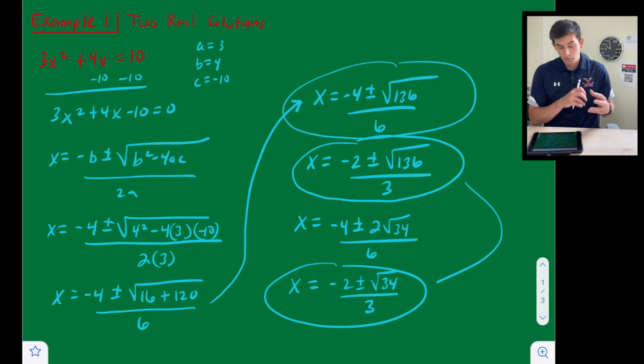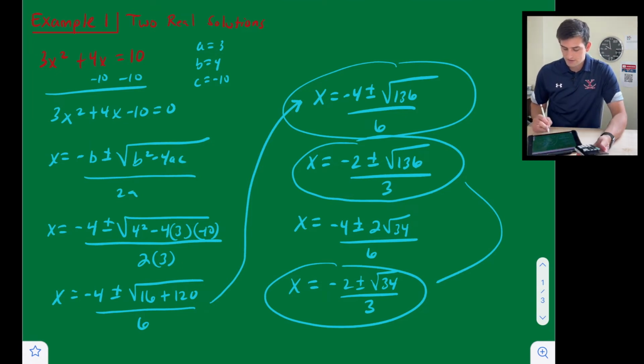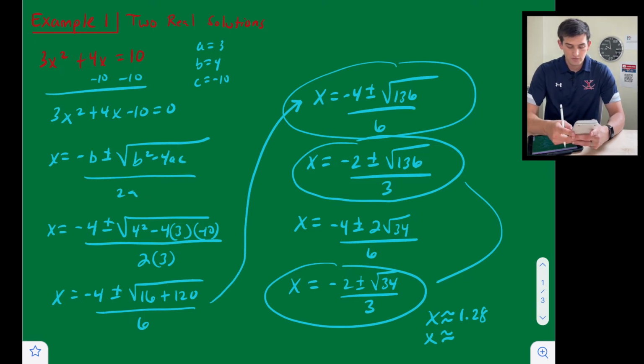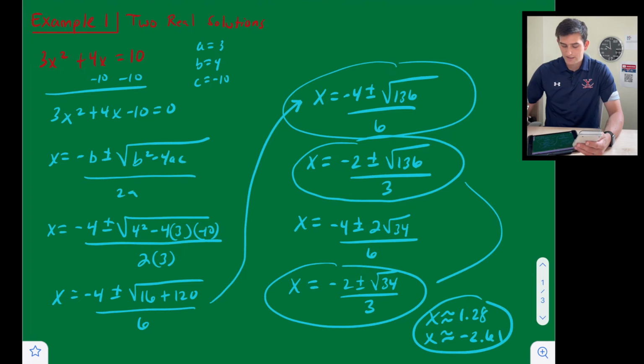We have negative 2 plus the square root of 34. And so we could do that in our calculator, negative 2 plus the square root of 34, and then we divide that by 3. So we could leave this as our answer, or we could say x is approximately 1.28. And then we have negative 2 minus the square root of 34, divided by 3. So this would be negative 2.61. So if we wanted to round our answers, we could get a decimal approximation.